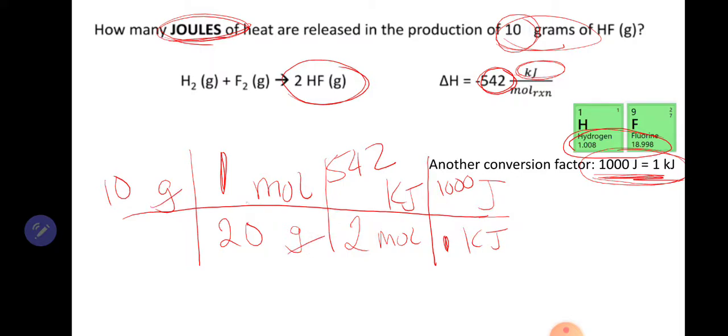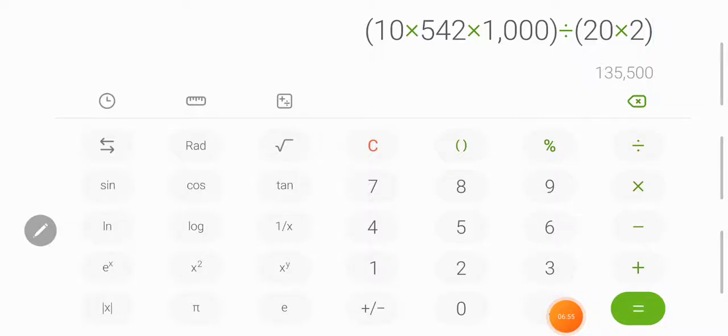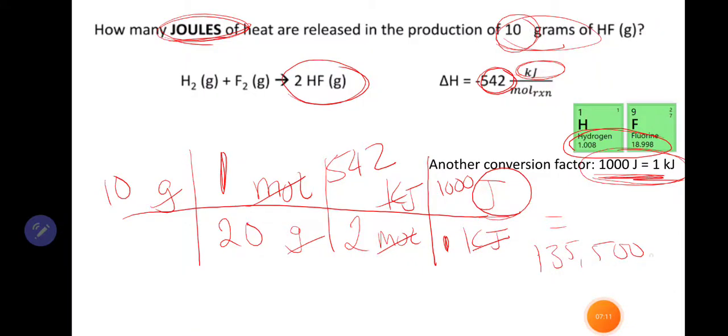My grams cancel, my moles cancel, my kilojoules cancel. I'm left with joules. We are good to go, calculate. So when I plug that into my calculator, I get 135,500 joules. And that is the same thing if, let me go back, if I had a decimal point right here and I moved it 1, 2, 3, 4, 5 times, this would be 1.355 times 10 to the 5, because I moved it over 1, 2, 3, 4, 5 times.